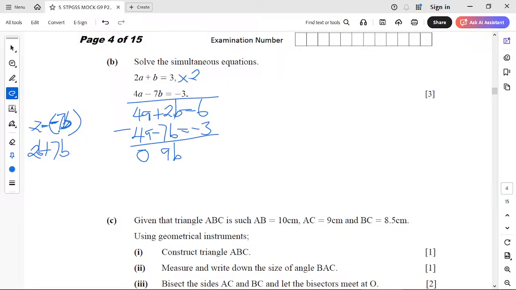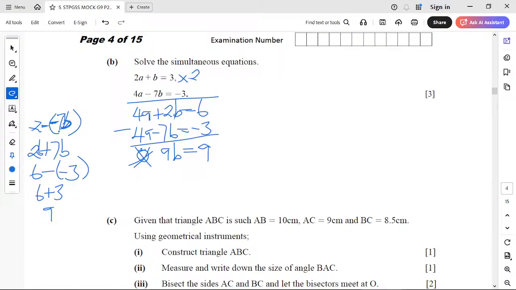Which is equal to 6 minus negative 3. Negative times negative 3 will give us positive 3. Then 6 plus 3 will give us 9. So 9b is equal to 9. So you can ignore the 0. You don't even need to write it.